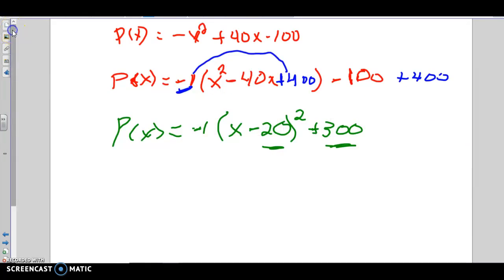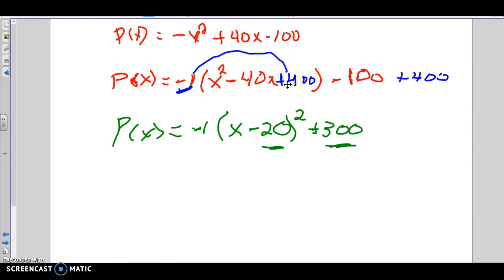So starting in standard form, negative x squared plus 40x minus 100, I factored out the negative 1 from the first two terms, and kept the negative 100 off to the side. And then if you remember, we take half the middle term, so half of negative 40 is negative 20, and we square it. And that gets me positive 400.